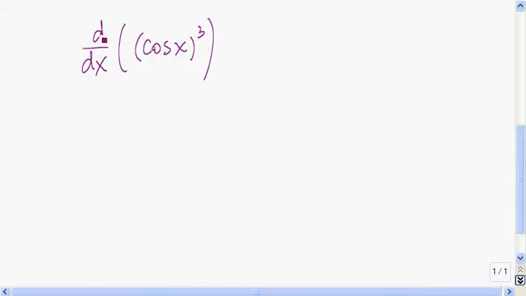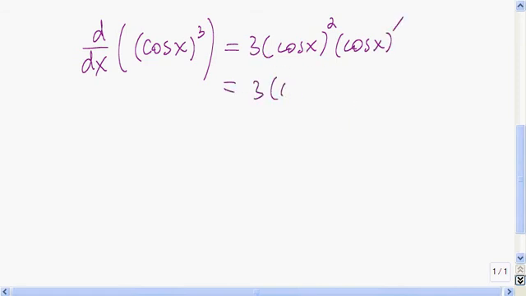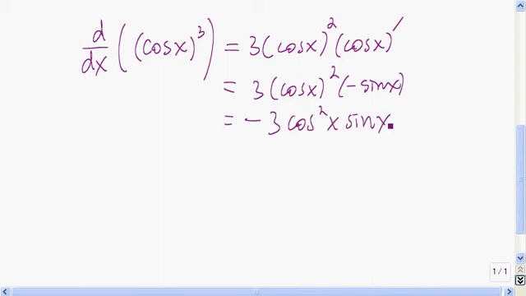Let's take a look at d dx of the cube of cosine of x. So d dx of this is saying to find the derivative of this with respect to x. So we use the chain rule, and we bring the 3 down, we keep the inside, subtract 1 from the power, and multiply by the derivative of the inside. So that's equal to 3 times the cosine of x squared times the derivative of cosine of x, which is negative sine of x. So that simplifies to negative 3 cosine squared of x times the sine of x.